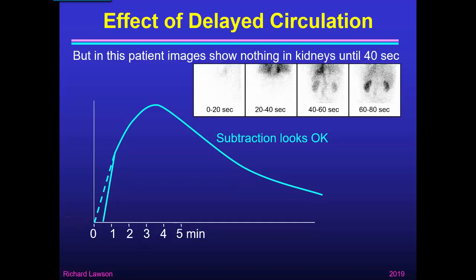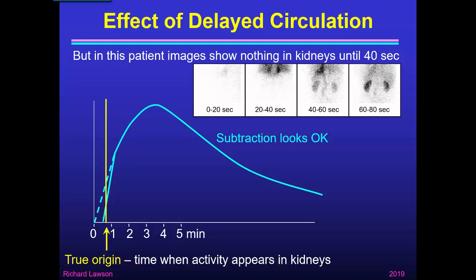But have a look at the images for this patient. Here, in the first 20 seconds we see there's nothing yet appeared in the field of view at all. 20 to 40 seconds it's still in the lungs, and it's only by 40 seconds that it begins to come down into the aorta and appear in the kidneys. So actually the real renogram doesn't expect to start until about 40 seconds in this patient. So the true origin of the renogram is not time 0 on this scale, but 40 seconds. That's when activity would be expected to appear in the kidneys.